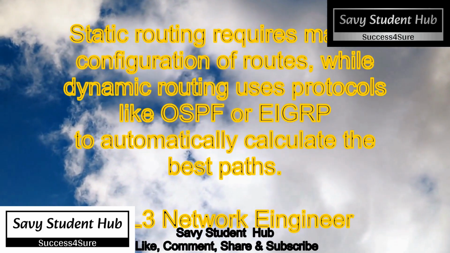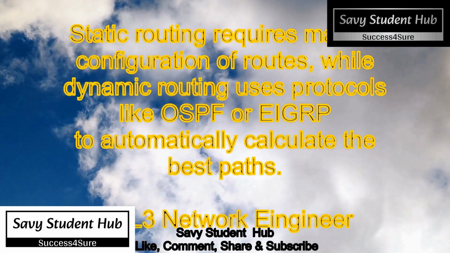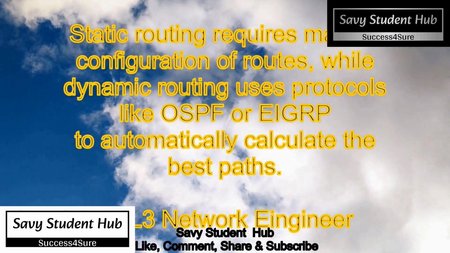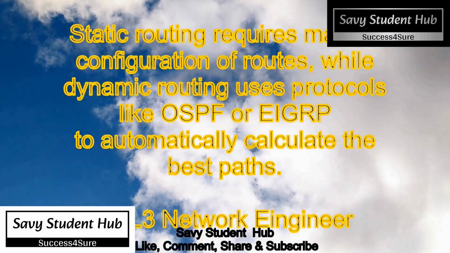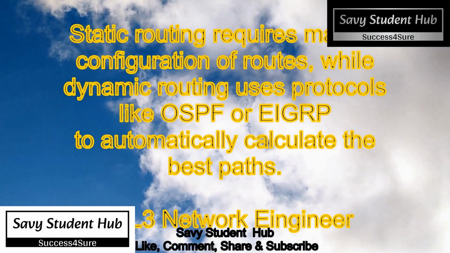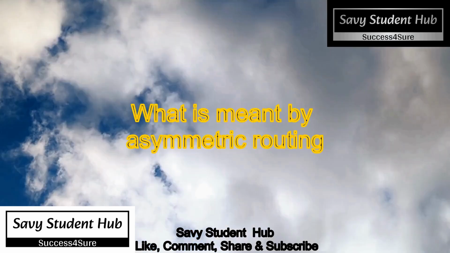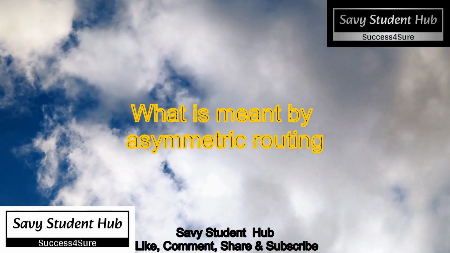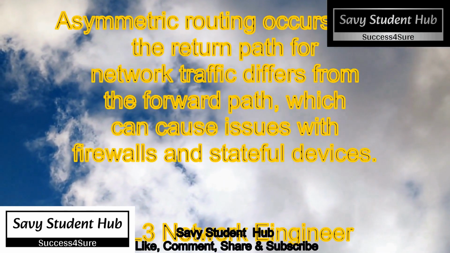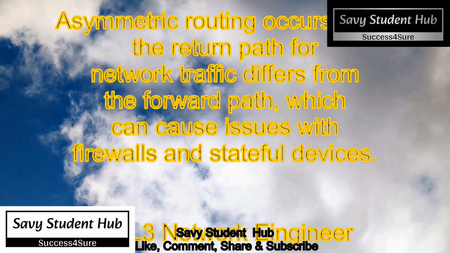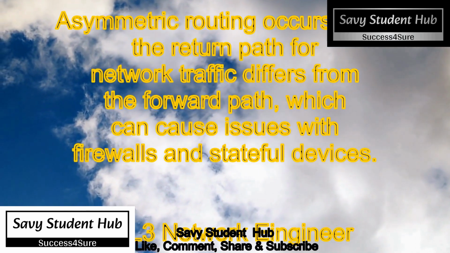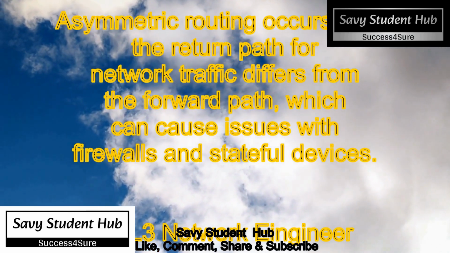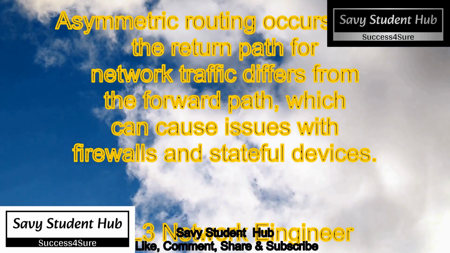Static routing requires manual configuration of routes, while dynamic routing uses protocols like OSPF or EIGRP to automatically calculate the best paths. What is meant by asymmetric routing? Asymmetric routing occurs when the return path for network traffic differs from the forward path, which can cause issues with firewalls and stateful devices.